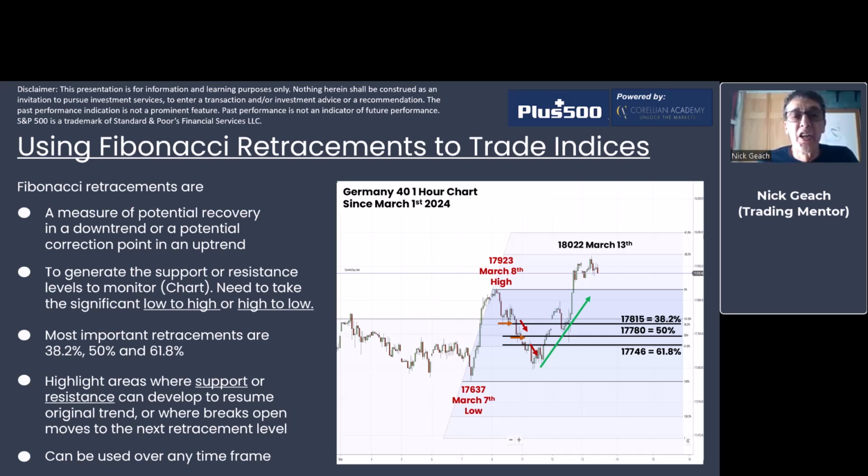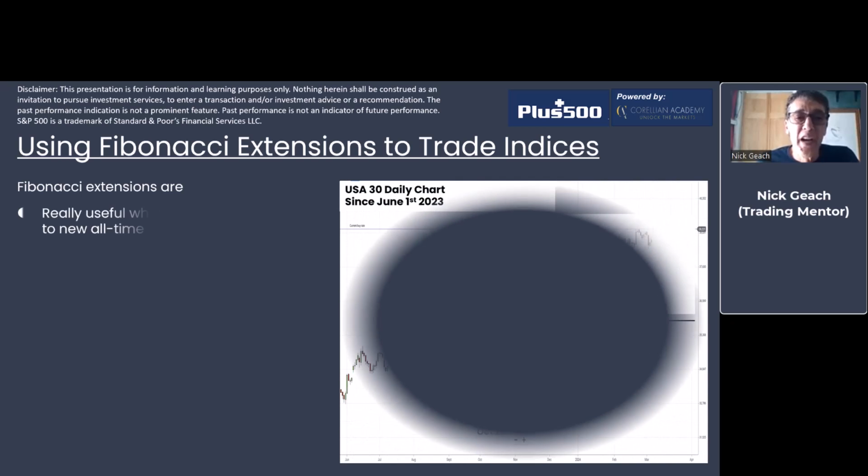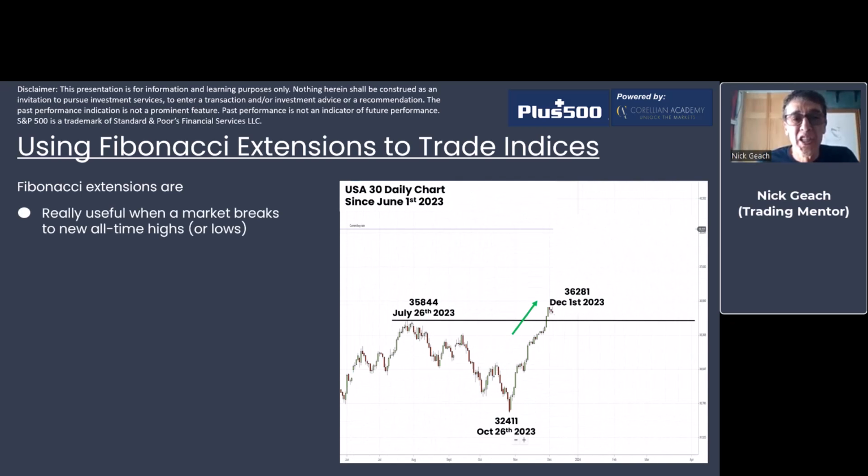All right, let's take a look at the other scenario. That's Fibonacci extensions. I've always found this to be an incredibly useful tool, especially in markets where price action is at an extreme. And that can be either at a new cyclical or historical high or low.